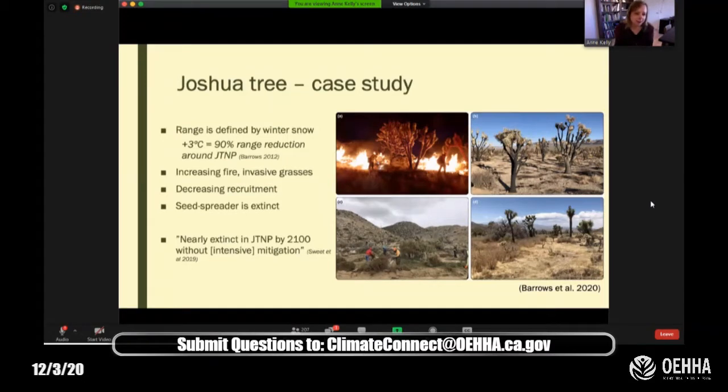The sloth could carry seeds far outside their range, and that would provide opportunity to establish trees in more favorable areas. Without intensive mitigation, these trees will be nearly extinct in Joshua Tree National Park by 2100. Intensive mitigation would entail a great effort to collect seed and disperse it to milder climate refugia and higher elevations and wetter habitats, much like the giant ground sloth would have done.